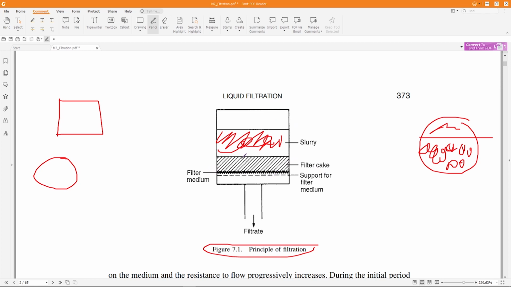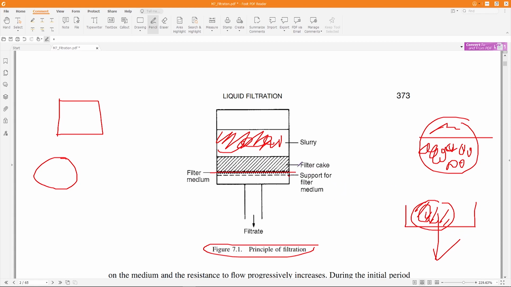And this is your filter medium. Filter medium can be cloth or some kind of filter paper or ceramic filters, anything. So this is your filter medium, like cloth. And for the filter medium, you have to give some mechanical support, otherwise it will just fall down, right? So you have support for the filter medium.